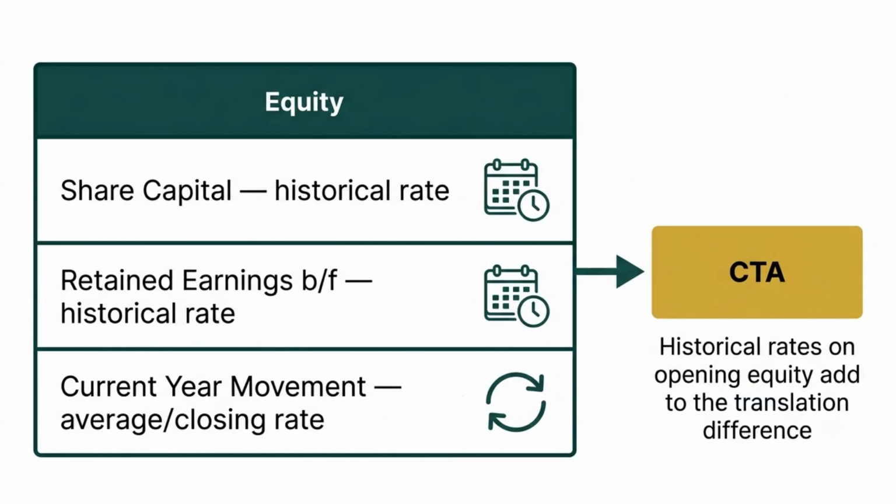There's a second source of translation difference. Equity items, like share capital and retained earnings brought forward, aren't translated at the closing rate or the average rate. They are translated at the historical rate, the rate in effect when that equity was originally created or earned. So a subsidiary's opening retained earnings, for example, stay fixed at the rate from when those earnings were first recognized, while everything else in that period uses current rates. This is another source of the mismatch that flows into the CTA.